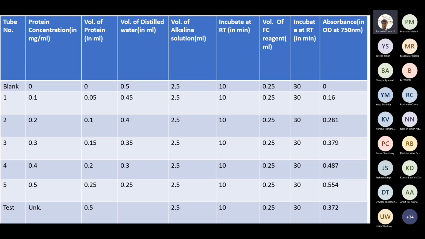Ma'am, we have done a Bradford assay for protein estimation. I wanted to know what's the difference between the Bradford assay and the Folin method? It is a difference in the reagent that we use, and each test has its own advantages and disadvantages. In Bradford, we use Coomassie dye. Yes, ma'am, we did use Coomassie dye.